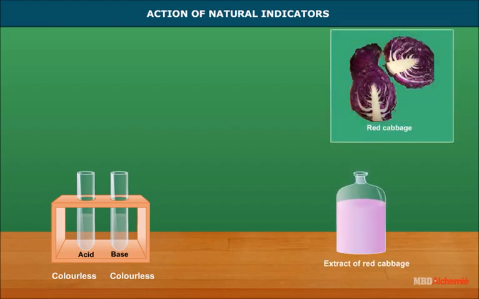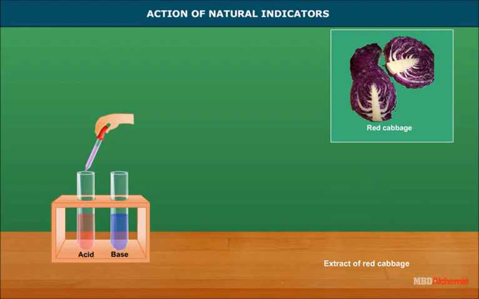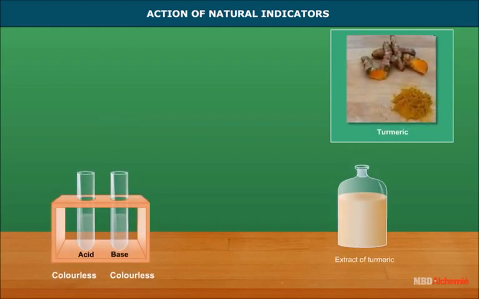Take extract of red cabbage. Add a few drops of acid and base solutions respectively. You will notice that the basic solution turns it blue, and in acidic medium it turns red. Similarly, turmeric solution turns brown in basic medium, and in acidic medium it turns yellow.